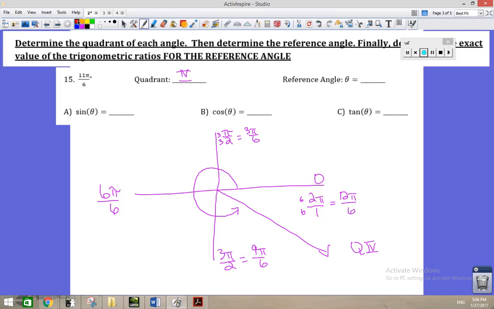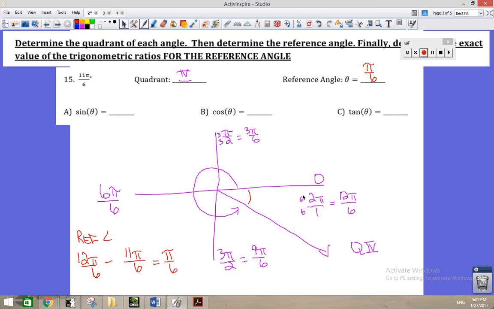Now the reference angle that I want, whenever you're in quadrant 4 and you're using radian measure, you want 2 pi minus this angle measure. So my reference angle is just the subtraction 2 pi minus 11 pi over 6. But I need to rewrite 2 pi with the denominator of 6. I need to multiply by 6 over 6, and 12 pi minus 11 pi is just 1 pi over 6. So my reference angle is pi over 6.